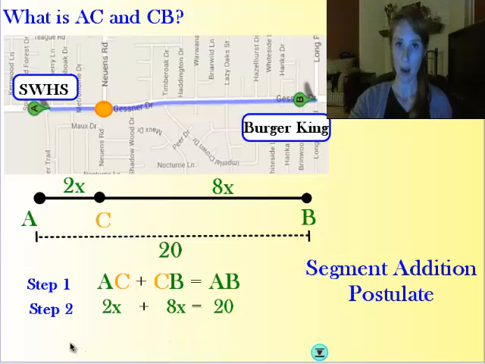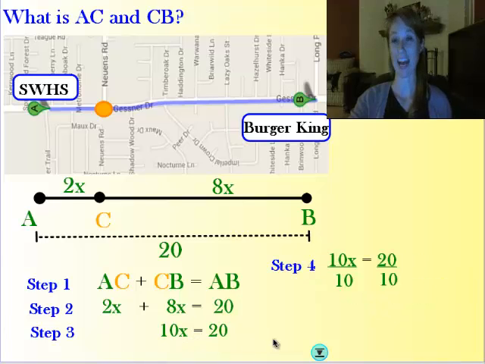Okay, so now what we can do is solve for x. My next step is to collect the common terms, the like terms. So 2x and 8x are like terms, so I can add them together, and that equals 10x. Still equals 20. My next step, I want to isolate the variable x. So what I'm going to do is divide by 10 on both sides. When I divide by 10 on both sides, 10 cancels out on the left-hand side, and I get x equals 2.